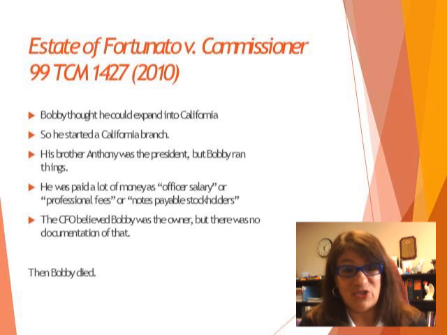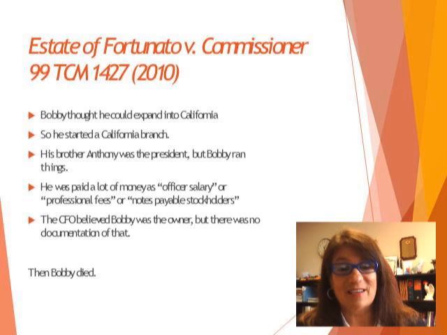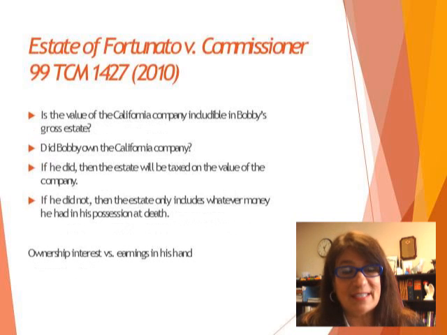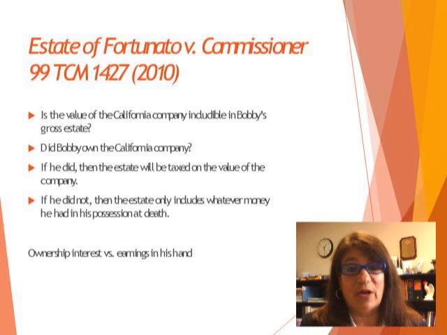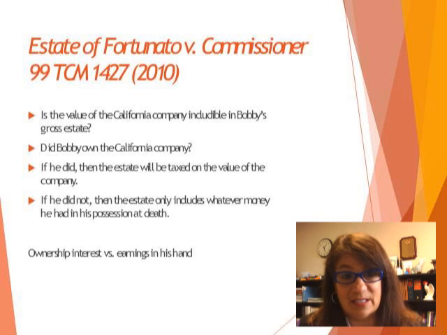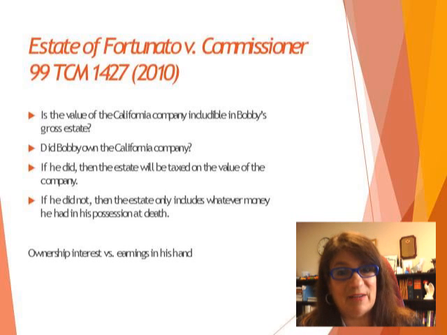Why? The CFO, the chief financial officer, thought Bobby was the owner. But he didn't have any documentation. This was the head guy, and he paid him. Okay, so Bobby died. I don't know how. Well, our question is the value of the California company includable in Bobby's gross estate? And this turns on whether or not Bobby was the owner. Did he have an ownership interest? Was he a shareholder? Because this was incorporated. If he did, then the estate's taxed on the value of the company. If he did not, then the estate only includes whatever money he may have had in his possession. So we're talking about an ownership interest versus the earnings he may have had in his pocket.